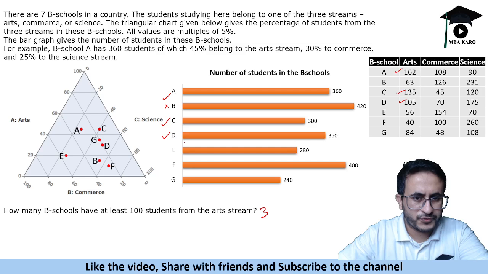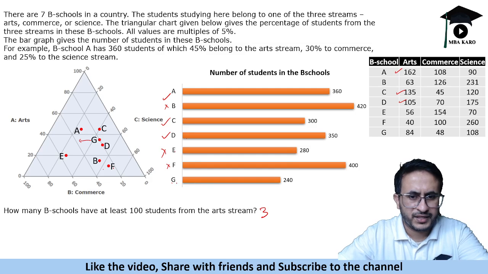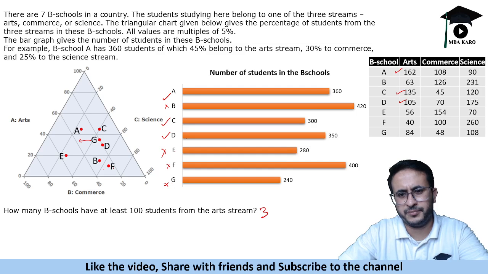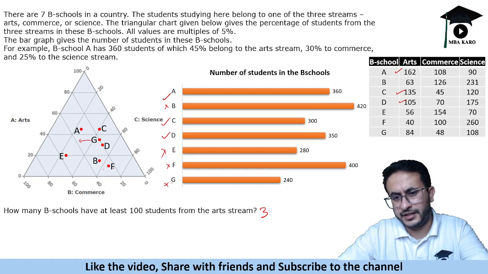For E, the number of students is low and the percentage is also low. For F, the percentage is quite low. G is around 35% and the value is just 240. So you can calculate also, not a big deal. You do not need the entire table for it.